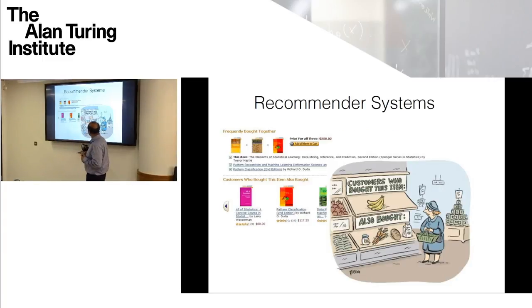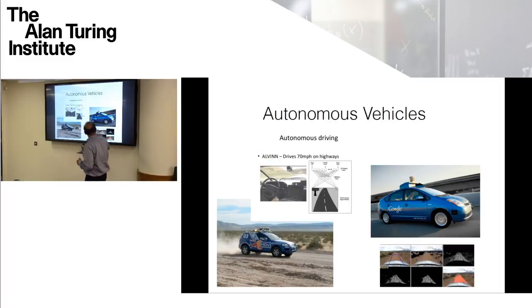Recommender systems: we all know that when we go shopping for things online, we're always given some recommendations for what else to buy. That's driven by machine learning methods. Autonomous vehicles, this is a big deal these days. This is the Google self-driving car. Uber has some cars out in Pittsburgh.